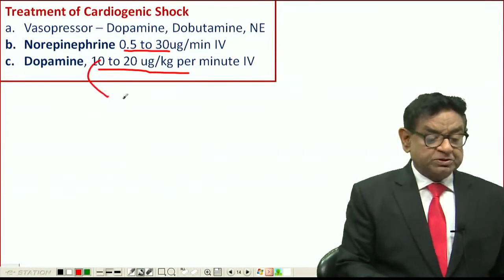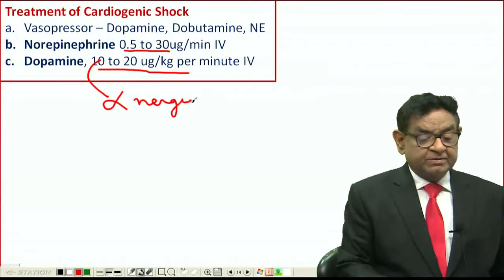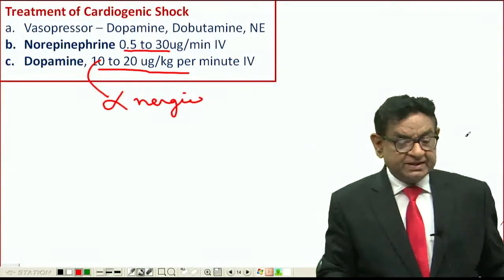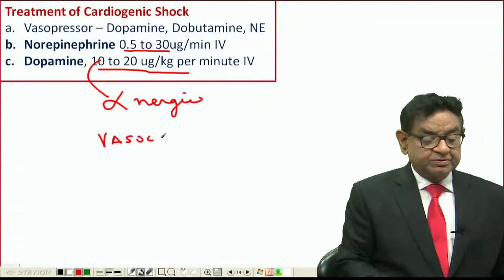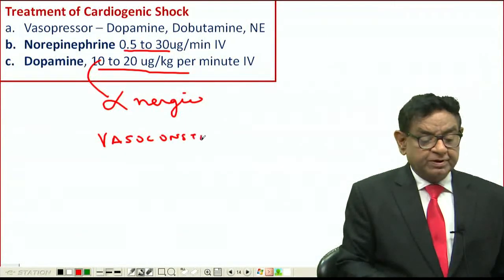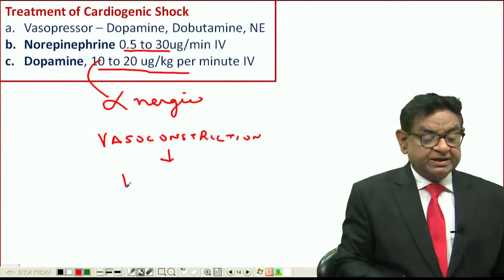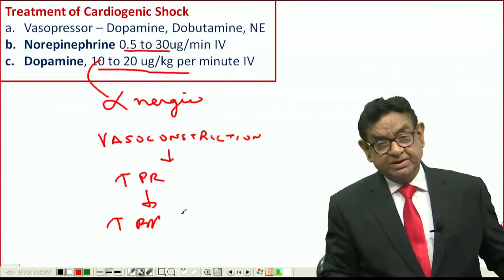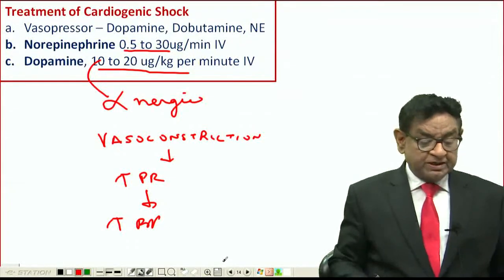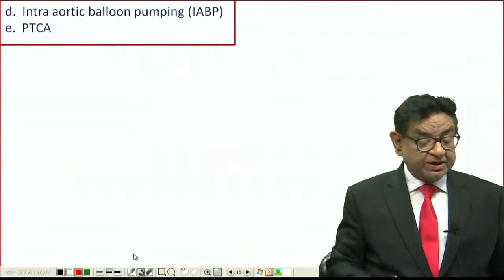At this particular dose, it has alpha-adrenergic action. And alpha-adrenergic action will lead to what? Vasoconstriction. Vasoconstriction in turn will lead to what? Increase in the peripheral resistance, which in turn will lead to increase in blood pressure. So this is how we are going to treat cardiogenic shock by medication.